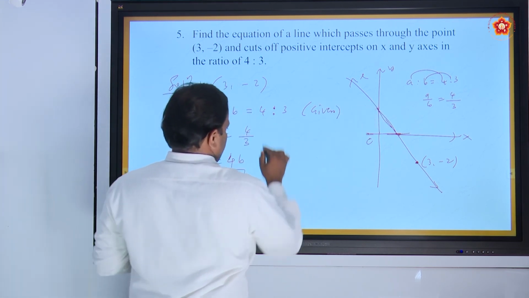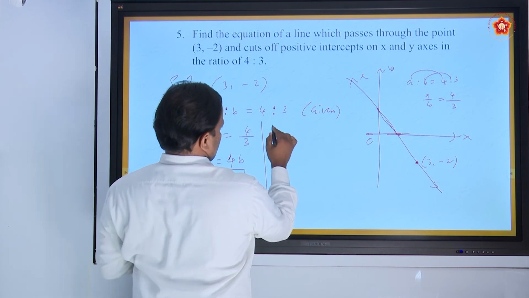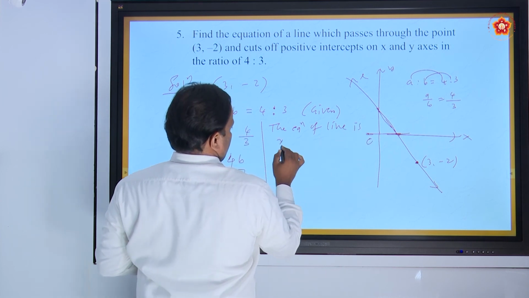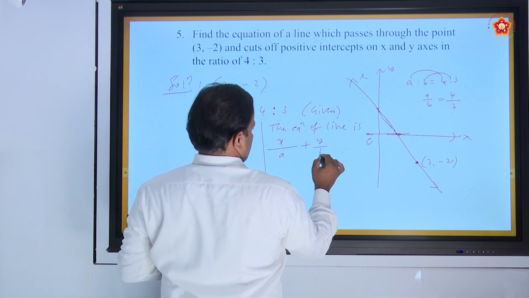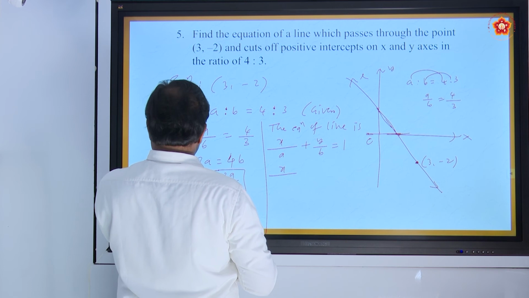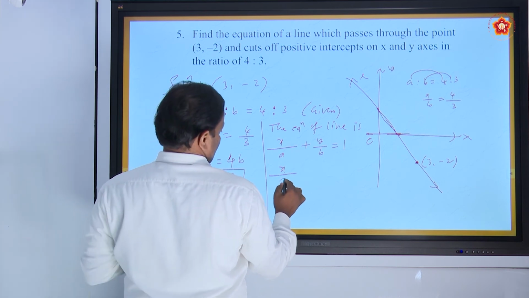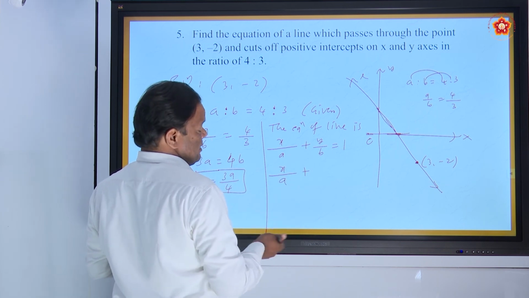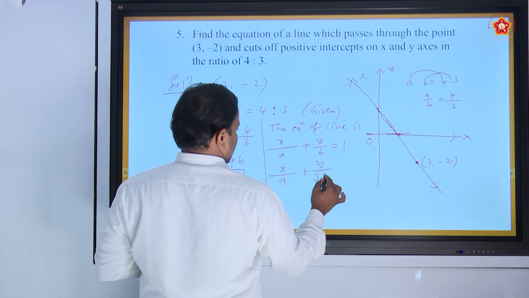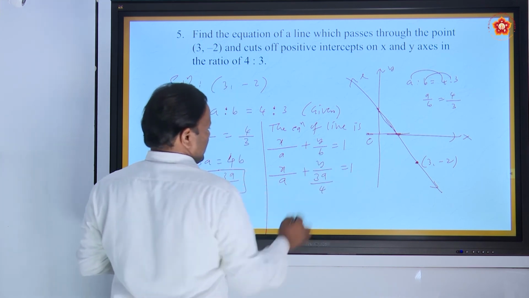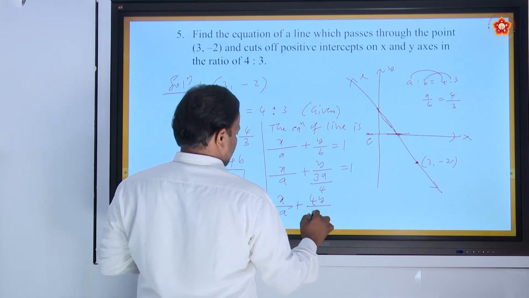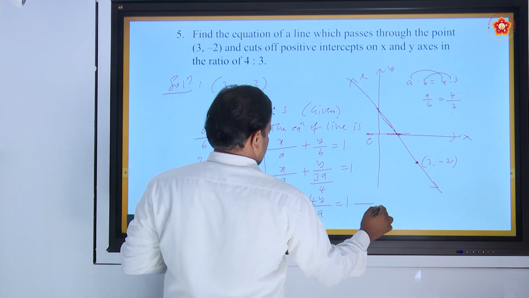Now write the equation of a straight line in intercept form. The equation of the line is x by A plus y by B equal to 1. What is A? We don't know, so keep A as it is here, because A is not equal to 4. B we know in terms of A: 3A by 4, equal to 1. We take 4 to the numerator, so x by A plus 4y divided by 3A is equal to 1. I call this equation number 1.